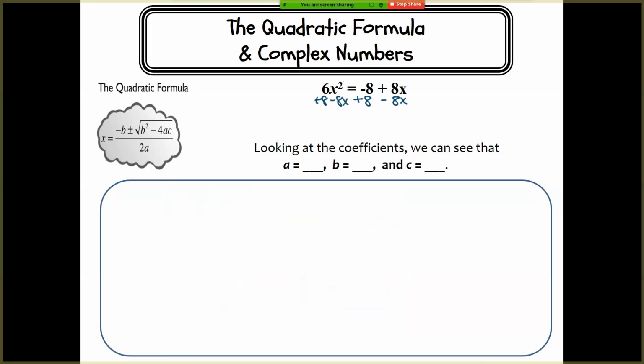But when I write it, I want to make sure I'm writing in standard form. So 6x squared, your x squared always comes first. Then your linear term, whatever has x with it. So negative 8x or minus 8x comes next. And then the plus 8. And now it's going to equal 0 on the right side. So now that we've rewritten it, we can identify our coefficients a, b, and c: 6, negative 8, and positive 8.